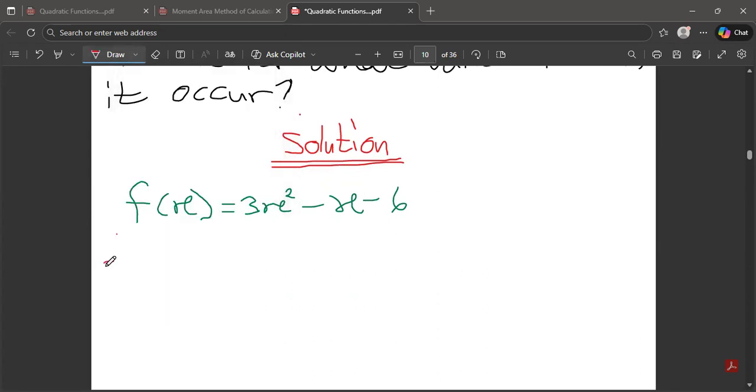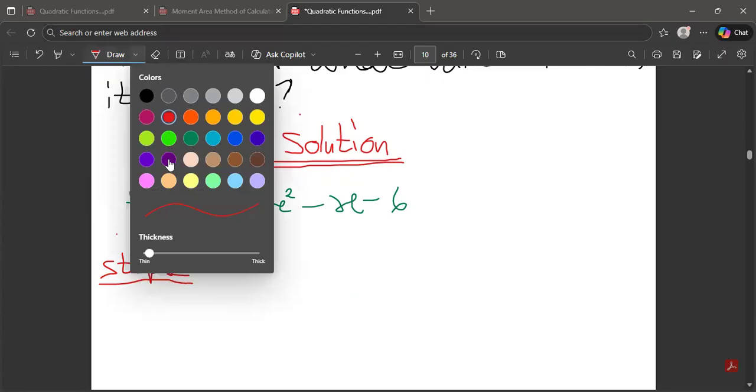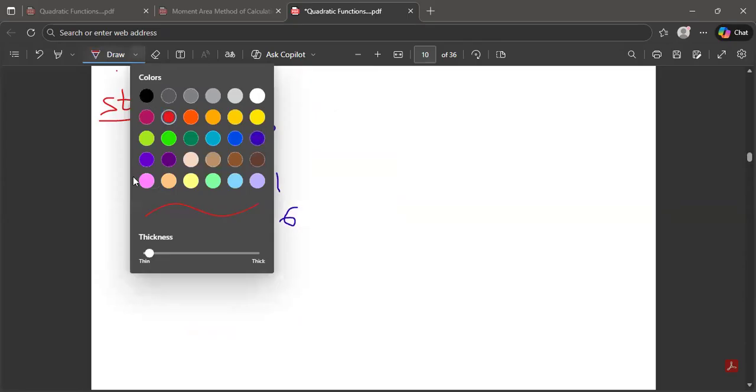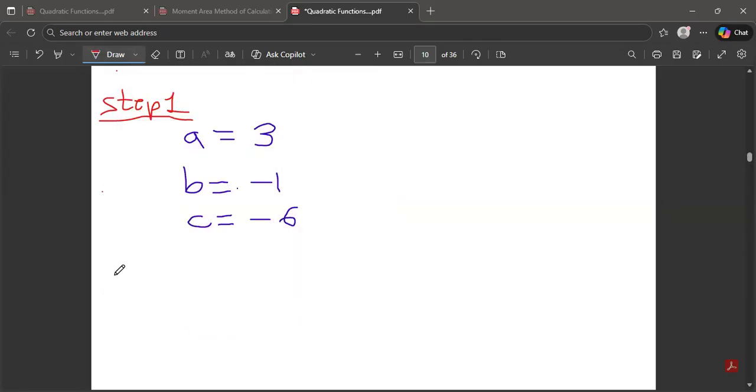Okay. So first of all, we are coming to Step 1. And in the step 1, we have to identify our A, B, and C. Do you agree? Yes. So this is my A, this is my B, and this is my C. Okay. So my A is equal to what? 3. The B is equal to what? -1. And the C is equal to what? -6. Good. So I'm coming to take my step 2. And in the step 2, what do we do?